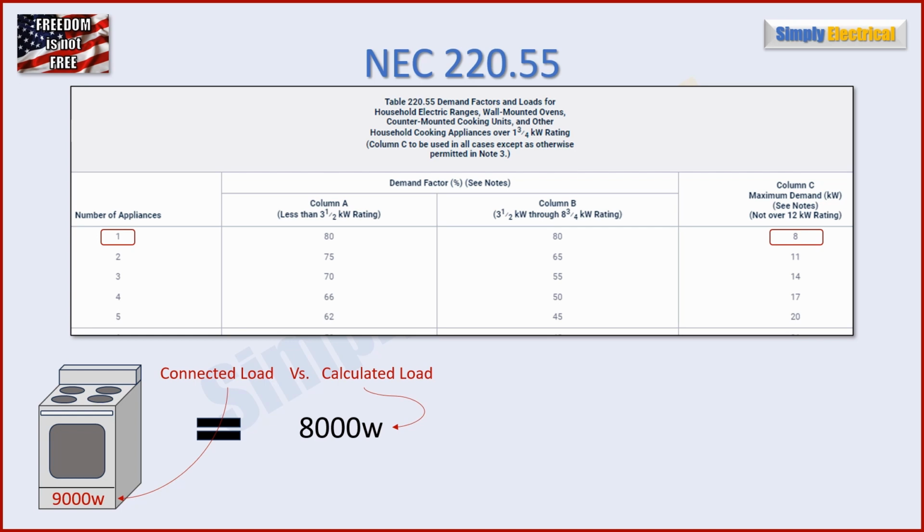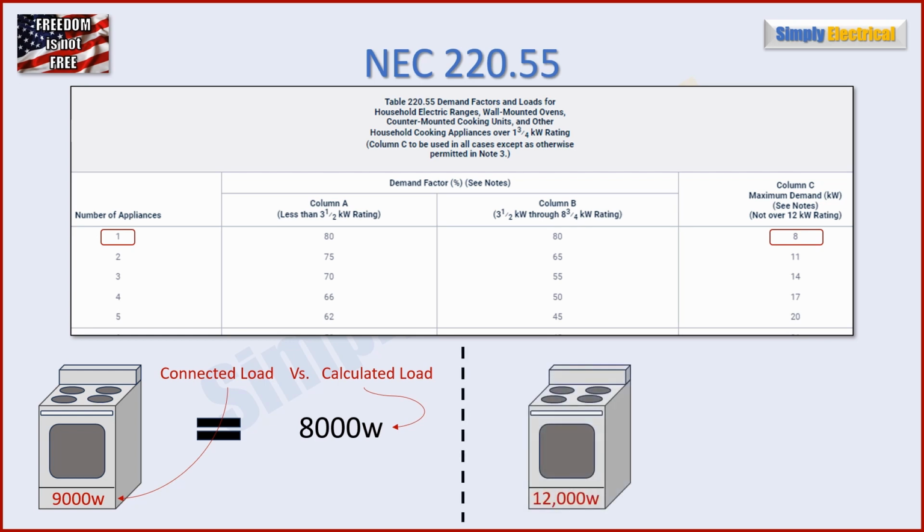Now, if we had a 12,000 watt range, our connected load would be 12,000 watts. Again, we land in column C and arrive at 8,000 watts for our calculated load. So both a 9,000 watt and a 12,000 watt range each get calculated at 8,000 watts. Now that seems weird to most people that see this for the first time. Now that's a single range in column C, and that's about as easy as it gets. But what if you had more than one?